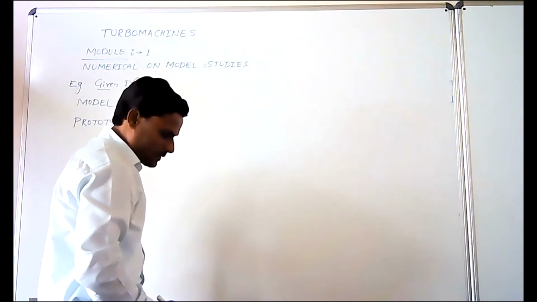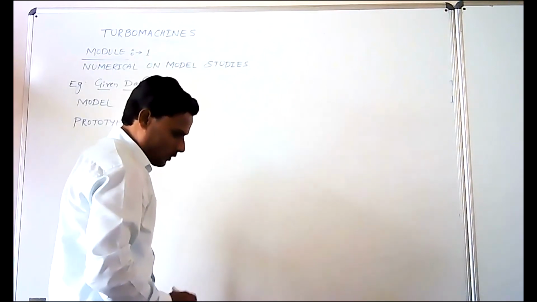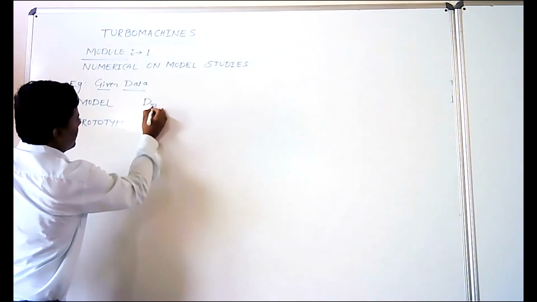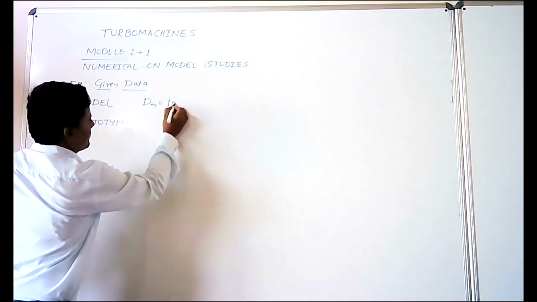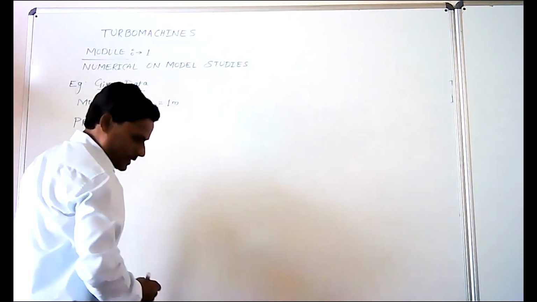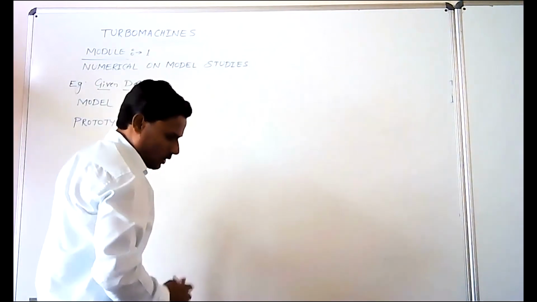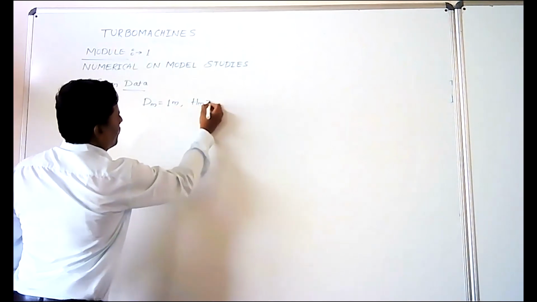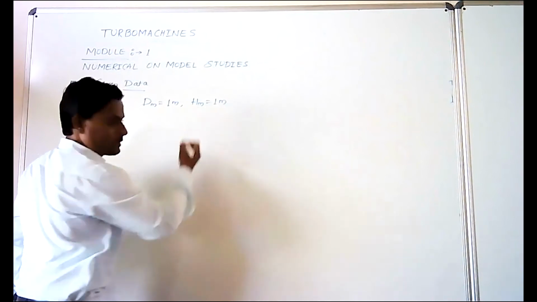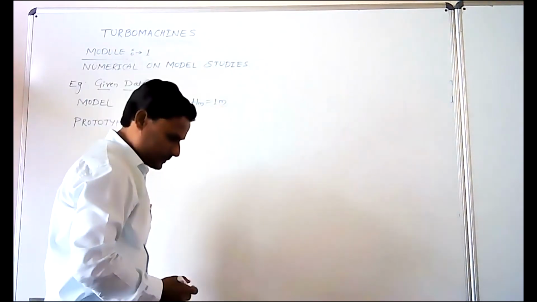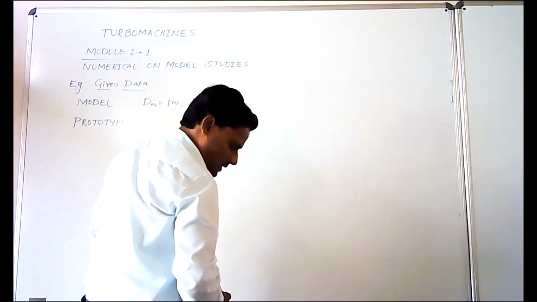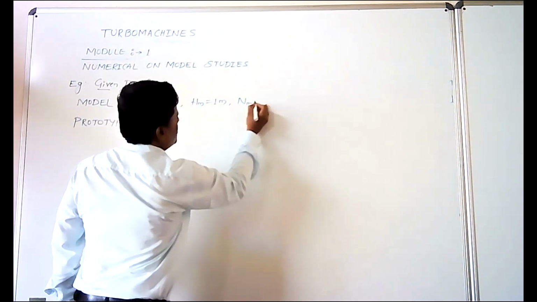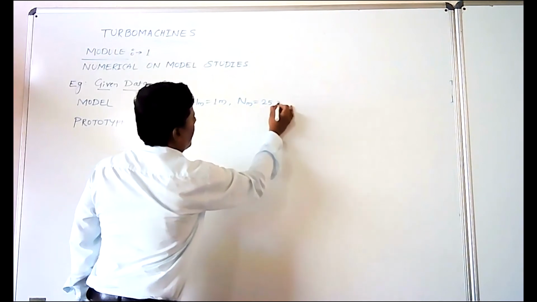From the performance curves of the turbine, it is seen that the turbine of 1 meter diameter. Diameter of the model is 1 meter. Acting under the head of 1 meter, so the working head is again 1 meter. Develops a speed of 25 rpm. Nm equals 25 rpm.